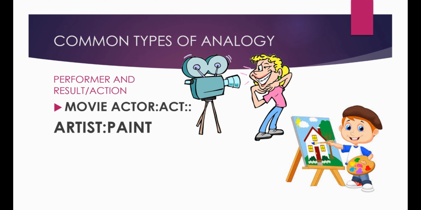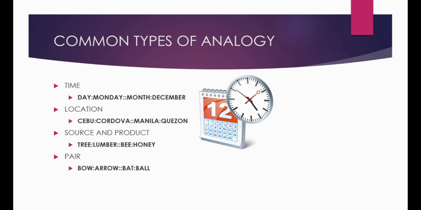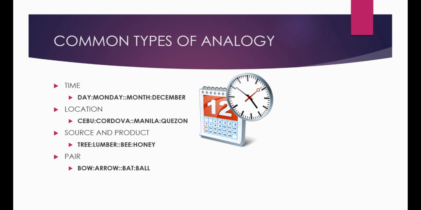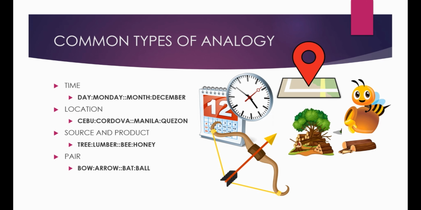Then you have other types, like time. Day is to Monday, as month is to December. Location. Cebu is to Cordova, as Manila is to Quezon. Source and product. Tree is to lumber, as bee is to honey. And pair. Bow is to arrow, as bat is to ball.